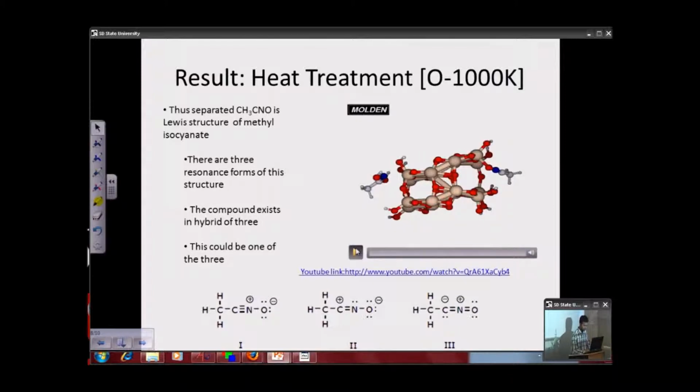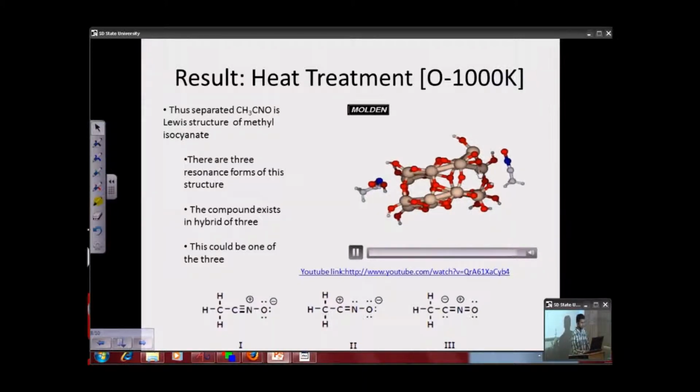Here is the heat simulation for this TiO2 with acetonitrile. We can see on the right hand side I'm increasing temperature from 0 to 1000 Kelvin, and we can see this acetonitrile molecule takes out one oxygen from this titanium. This CH3CNO molecule is actually the Lewis structure of methyl isocyanate.